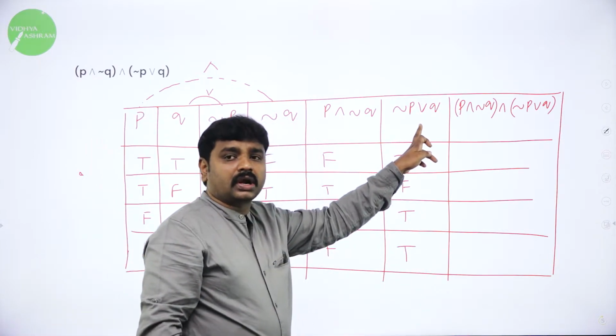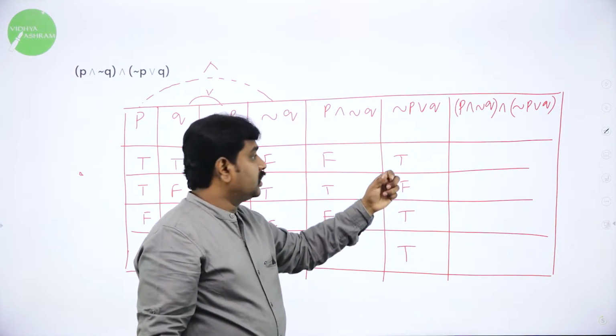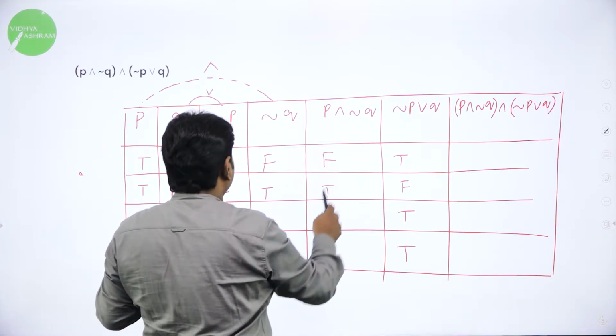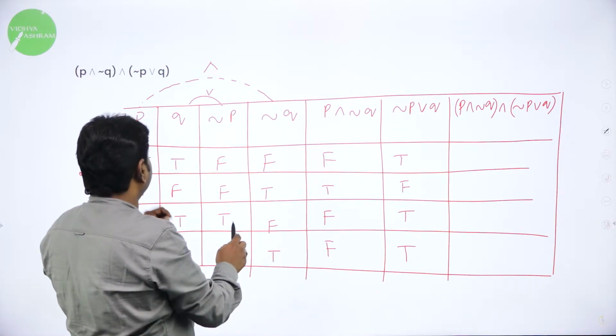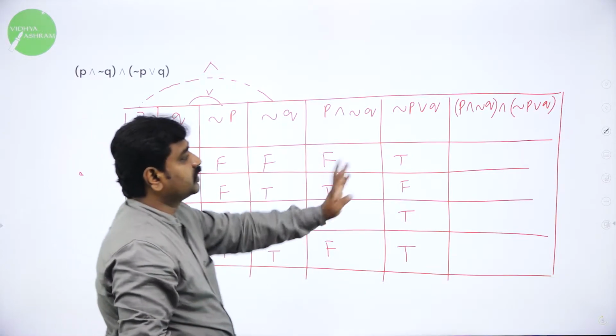Here we are doing OR. OR means what? If any one statement out of these two is true, result will become true. If both are false, it is false. You can see here I wrote false because not P or Q means here we have not P, here we have Q. For these two, both are false, so result is false.